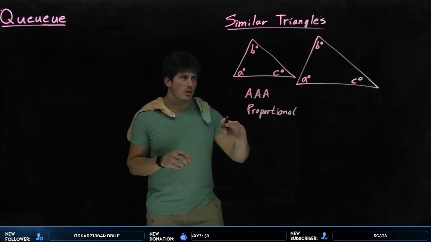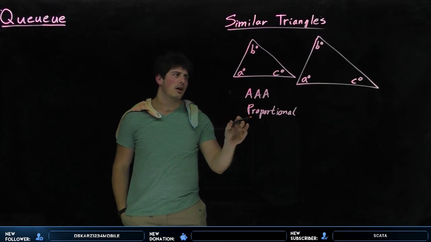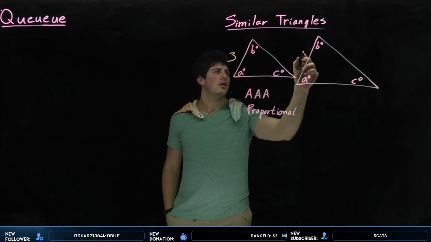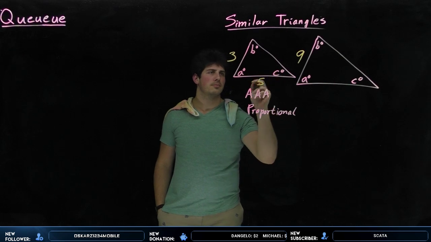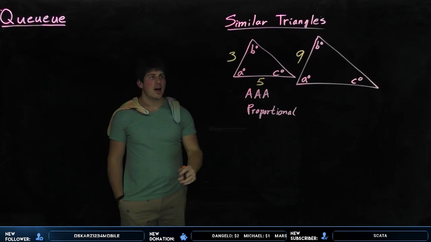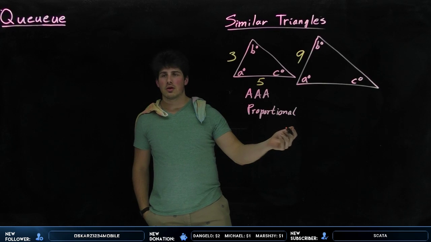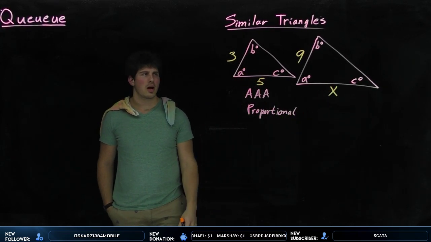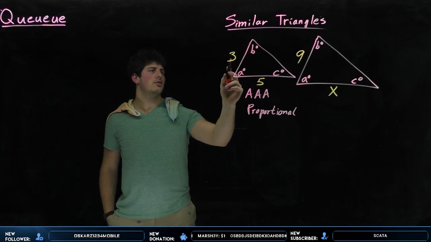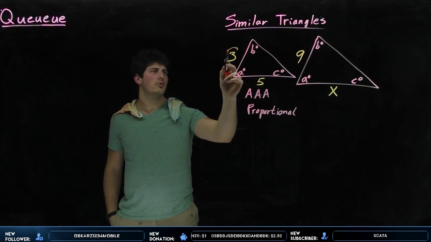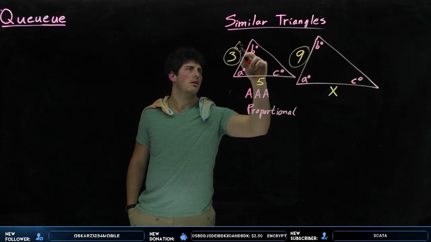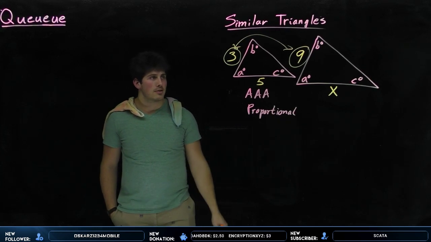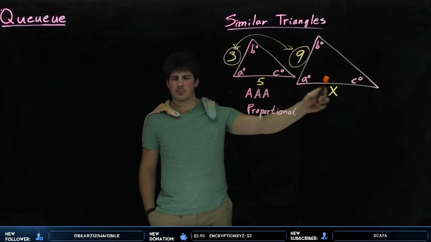So they're proportional. Let's go ahead and give some values here. Let's go 3, 9, and 5. If I have these values, I can tell you what X is. I know that the ratio or the proportion from 3 to 9 is a 1 to 3, or I'm multiplying it by 3. Which means that from 5 to x, I also have to multiply by 3.